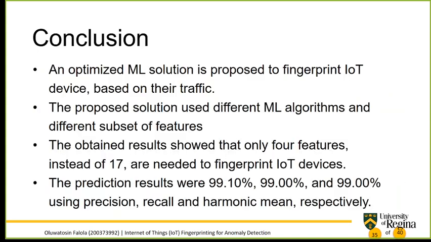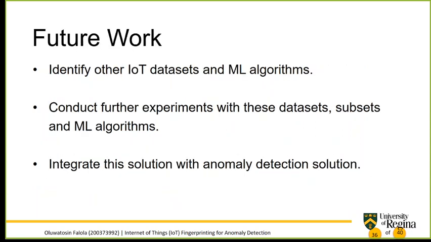And finally, the obtained results show that only 4 features, which was what I just showed you, instead of 17 subsets, are needed to fingerprint an IoT device. The prediction results were 99%, 99.1, 99, and 99, using precision, recall, and harmonic mean, respectively.